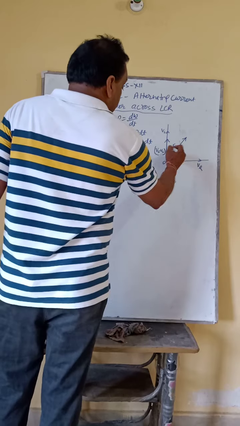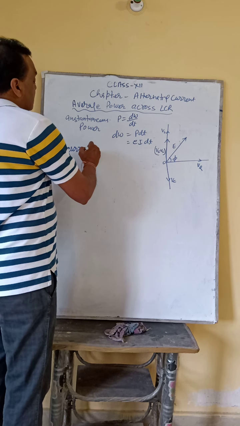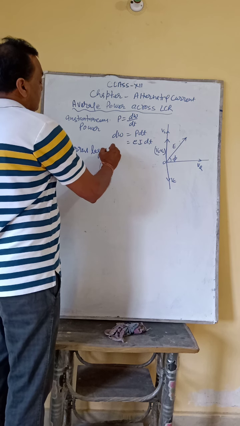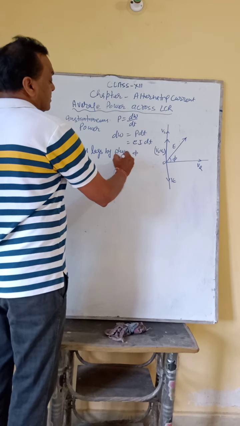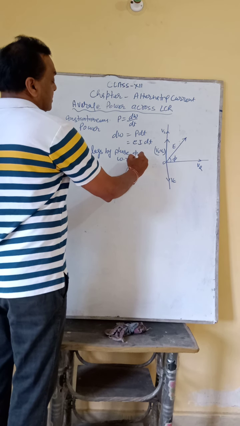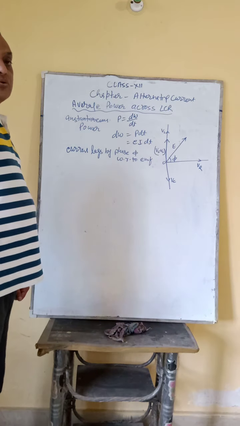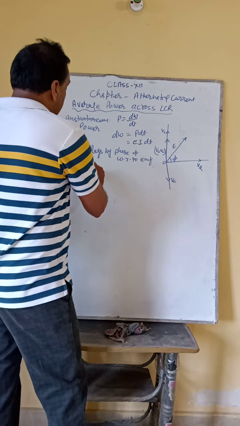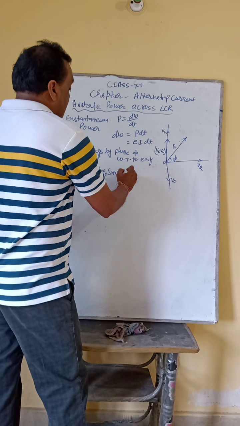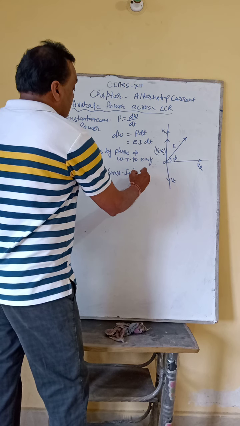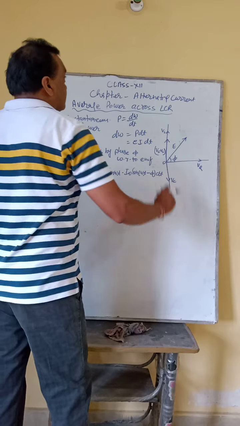So here is the EMF, and the current lags by phase phi with respect to the EMF. This is the net EMF, okay. So here, what will happen now? dW is equal to E naught sin omega t, and I is equal to I naught sin (omega t minus phi), into dt.